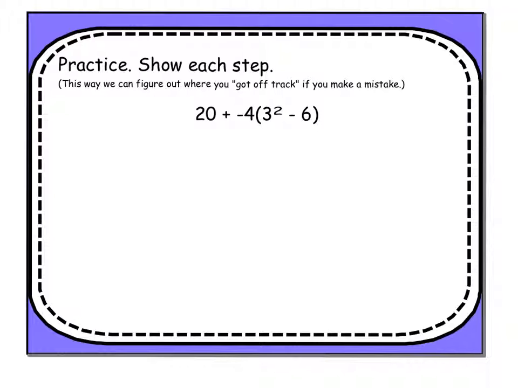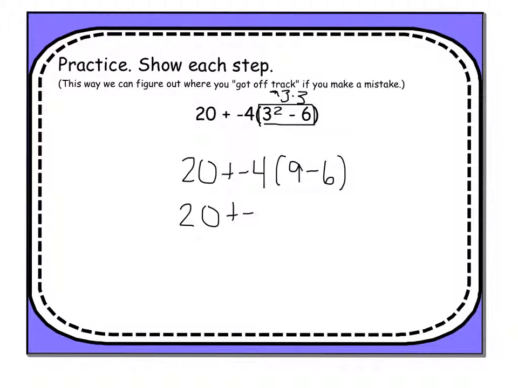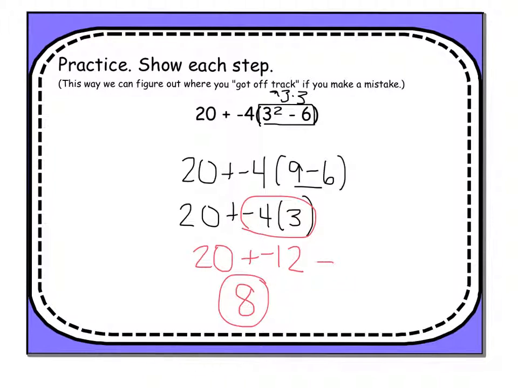Okay, on the next one we have parentheses first. Inside of the parentheses you're going to notice we have exponents. So 3 squared, which remember it's 3 times 3, not 3 times 2, is 9 minus 6. So we have 20 plus negative 4, parentheses 9 minus 6 gives us 3. We've got addition and then we've got multiplication. I'm going to do my multiplication first. This gives me 20 plus negative 12. Because it's addition of different signs, we end up subtracting and we get a positive 8.